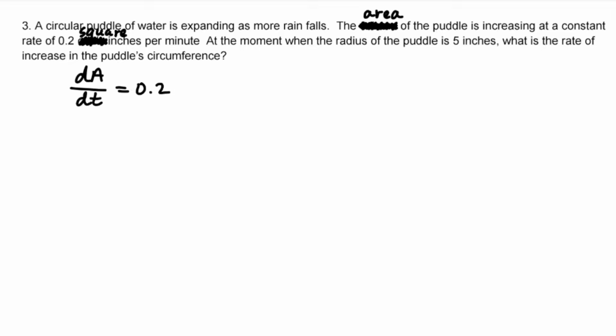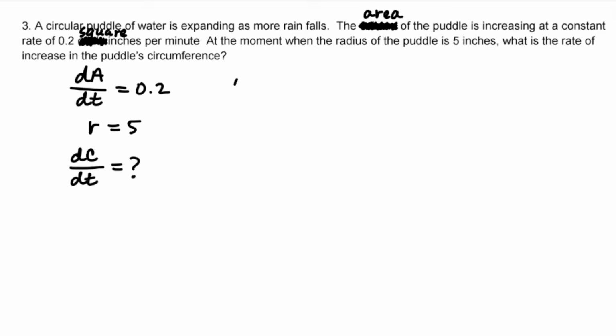And then I've seen ones like this where the puddle is actually a small cylinder, but they're not giving us the height. And they're also saying it's expanding, so obviously the area would be getting bigger. Okay, anyway, the radius is 5. What is the rate of change in the circumference?